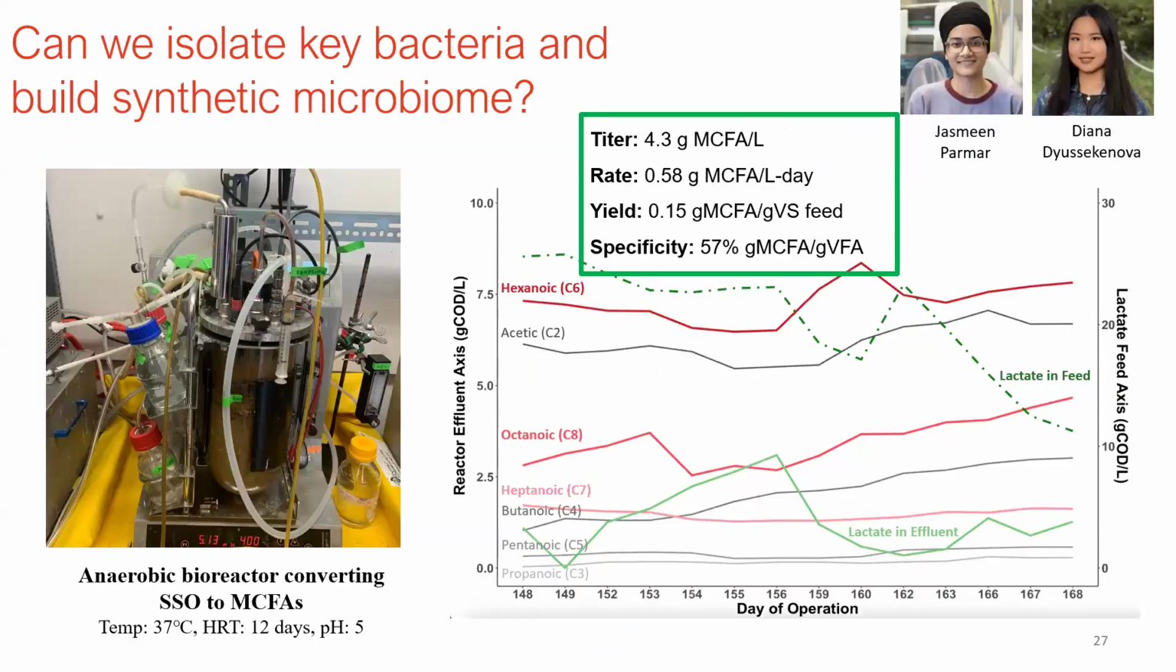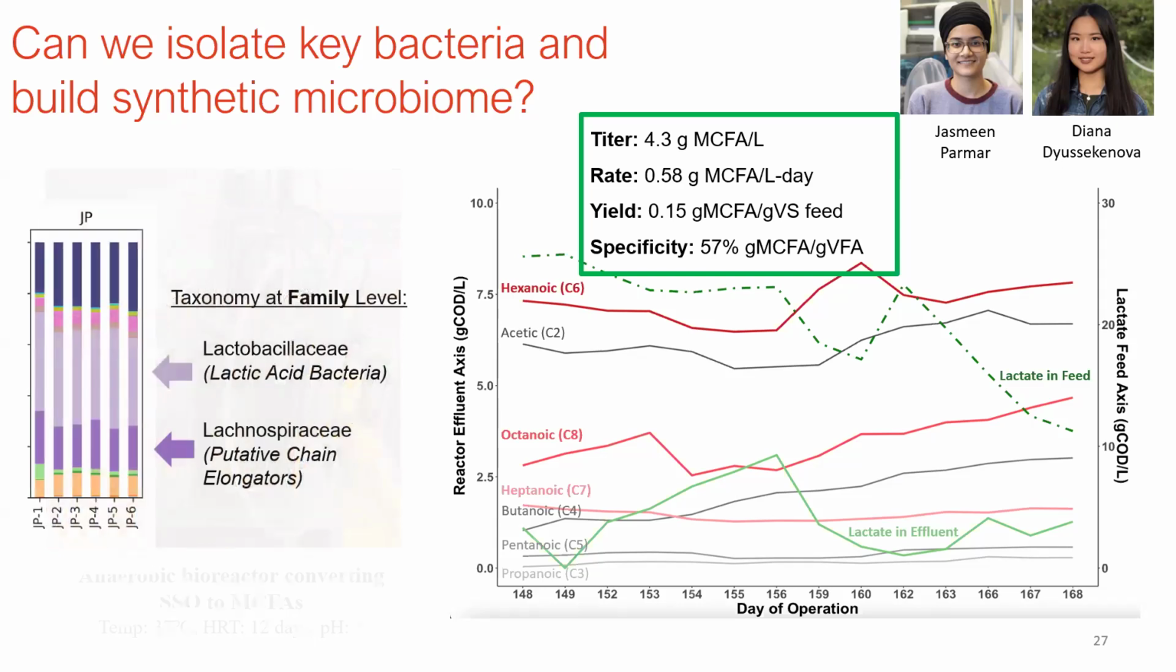So we've been running this reactor downstairs in our lab for almost 2 years now, developing this mixed community that can make MCFAs. You can see it's achieving pretty reasonable yields and titers of the MCFA product. And so the question is, can we isolate microbes from this community and stitch them together into synthetic communities, right?